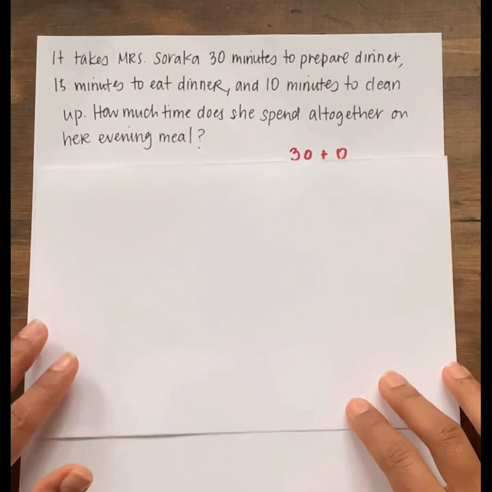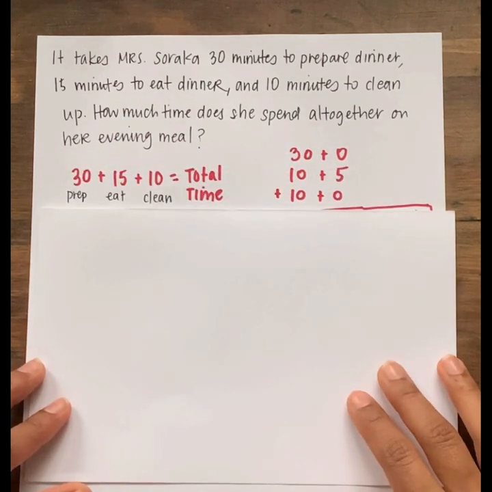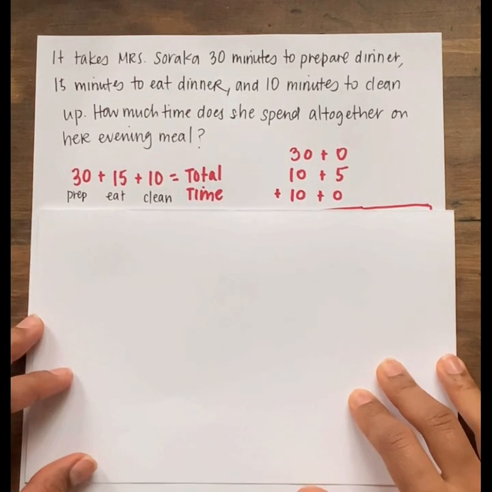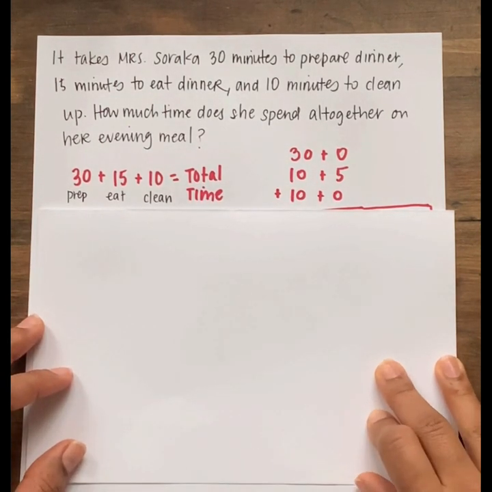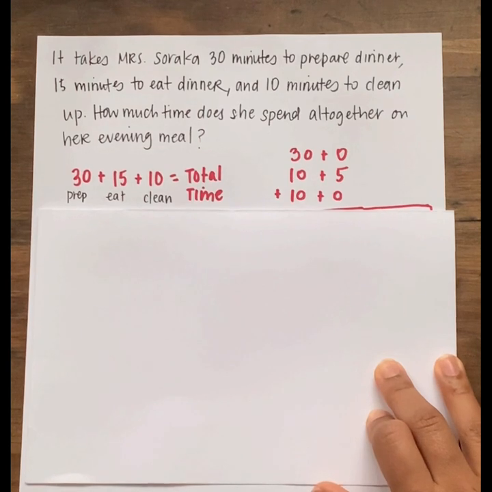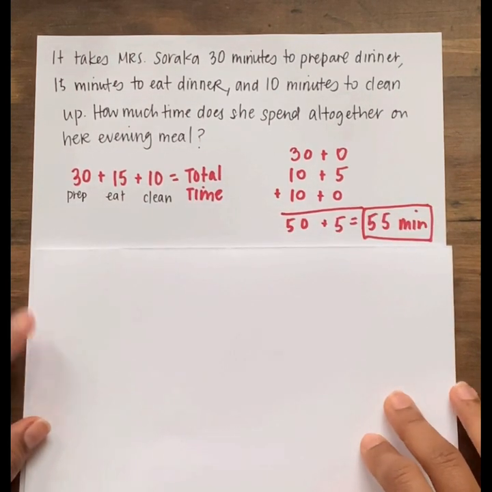That's right. I heard many of you share that we could add all the times together to figure out the total time she spent. Many of you used expanded notation to do this addition. How long did it take her? What is 30 plus 15 plus 10? Yes, it's 55 minutes. Nice work.